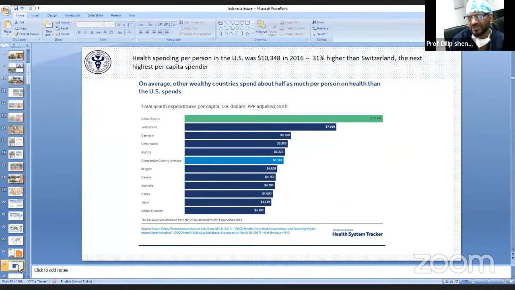So there is a huge difference between the spending in the developed world and underdeveloped countries. If you look at the US, it is one of the richest countries in the world. Per capita spending is $10,000, while in the UK it is 4,000 or $5,000, whereas in India it is around 500 rupees, which comes to 10 to $20.